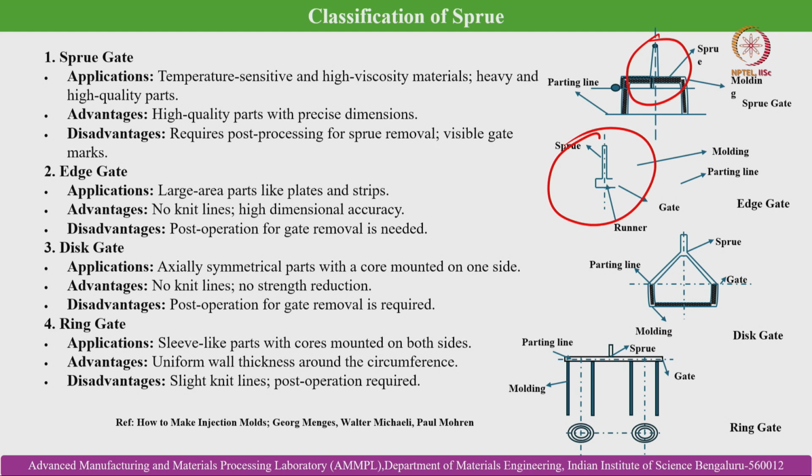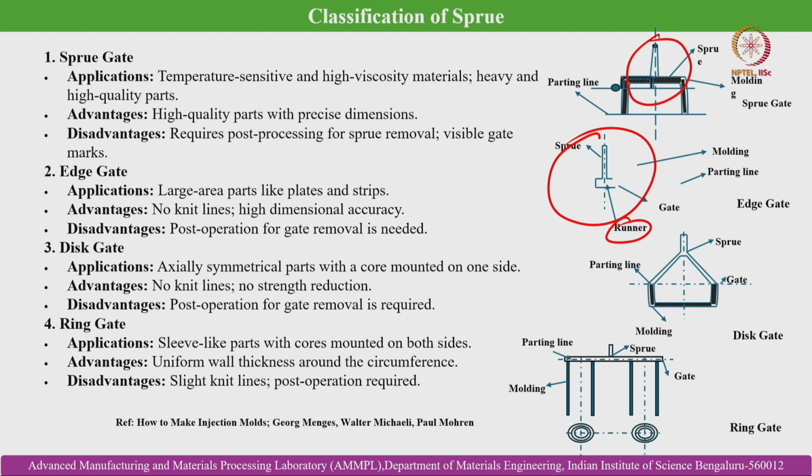You can see the gate is just from the sprue base, with an extension to enter into the component cavity. In this case, of course, the runner is present, and the ingate is kept at the edge of the component cavity. The applications are large area parts like plates and strips. Advantages are no weld lines and high dimensional accuracy that can be achieved, and the disadvantage is that a post operation for gate removal is needed.